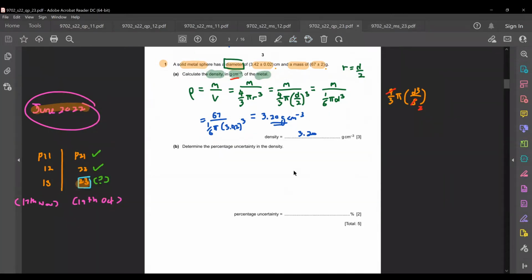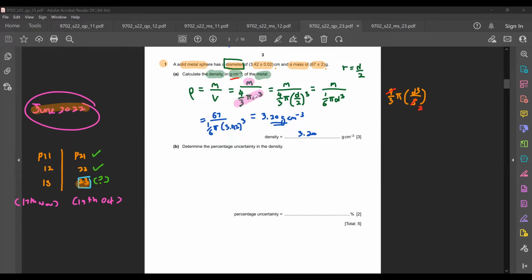Now you can also easily just use the equation as 4 over 3 pi r cube if you wanted to find the final answer. In my case, I just have a preference to use the equation according to what the question has given me, because later on I need to calculate the uncertainty, the percentage uncertainty of the density. If I already express the equation in the form that the question has given me, this will make my uncertainty calculation easier.